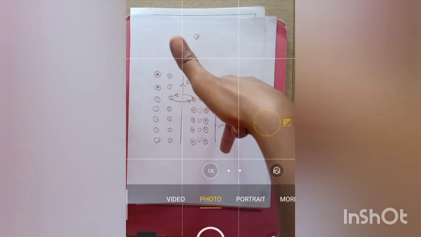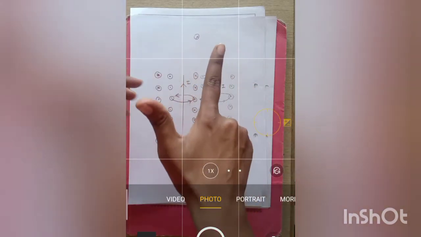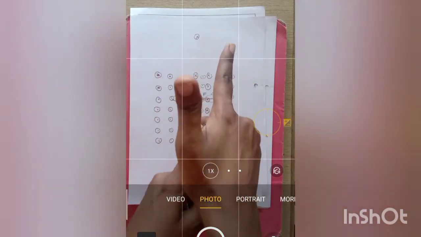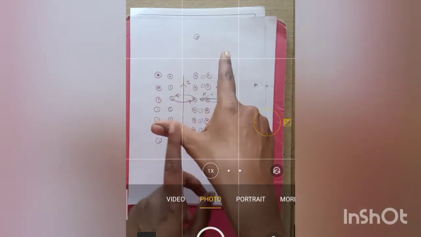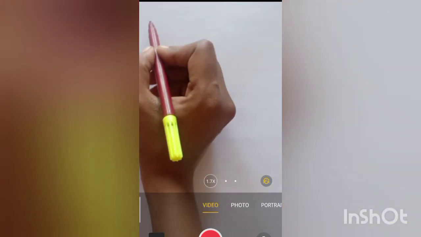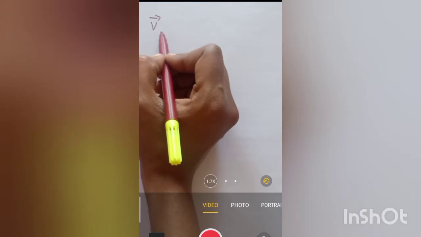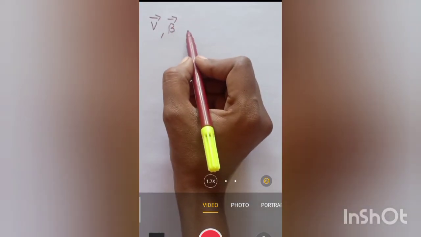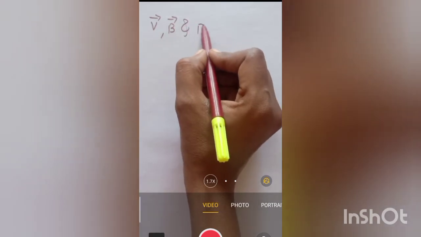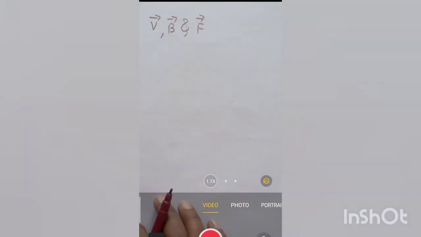So here you can see like this. This is the magnetic field, this is the charges, motion of charge, that is electron, and this will give you force. So from this description, what we understood is that the velocity of electron, that is charge, and the magnetic field and the force experienced by that wire are perpendicular to each other.